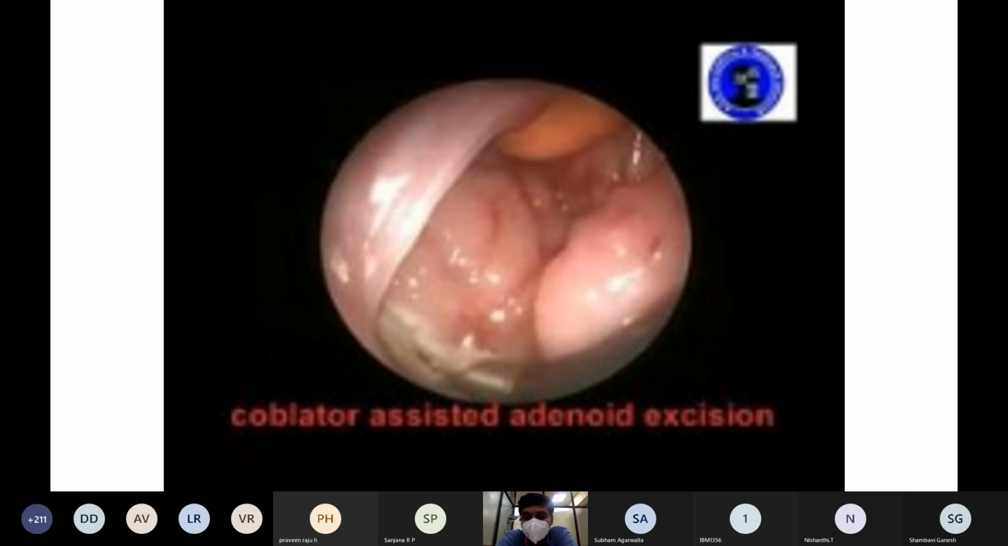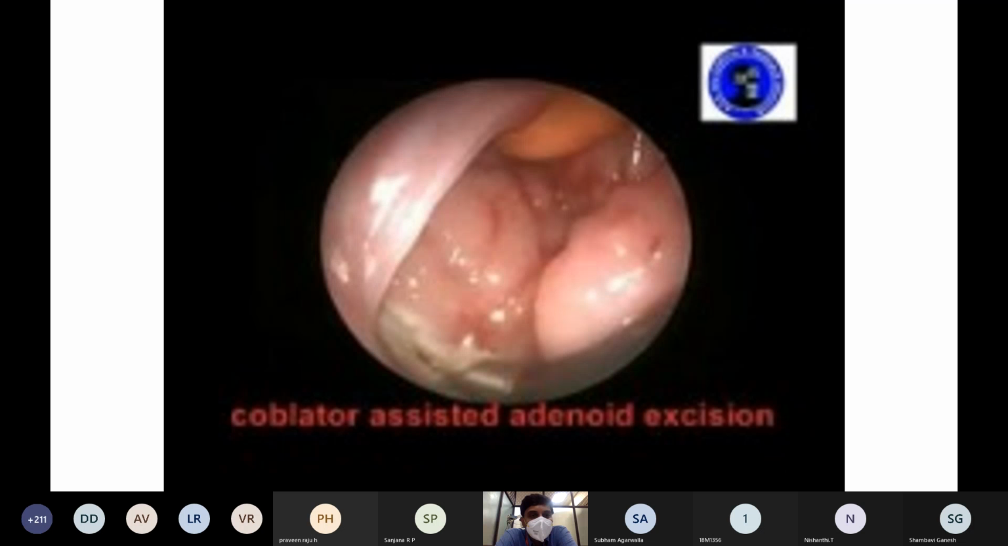I hope it plays. The coablator-assisted adenoidectomy is a simple and clean procedure wherein the adenoid is excised in toto under direct vision using the coablator wand, the EVAC 70. At the very start, the palate is pulled forward with the help of a red rubber catheter, and the entire adenoid with whatever is visible of the posterior septum is visualized.